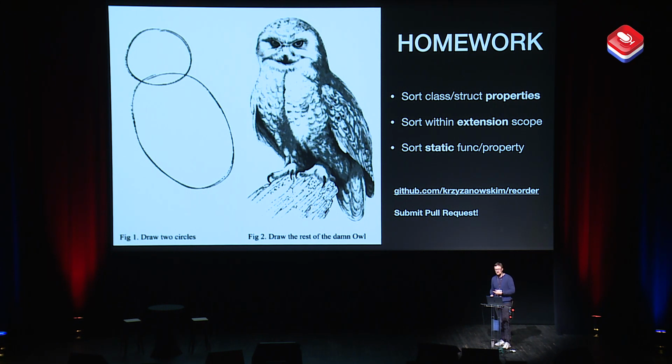The source code is published on GitHub, on my account. You will find it as Krzyzanowski reorder. And if you want to play with that, just grab the source code and try to sort properties as well. See if you can handle an extension in a scope, like an extension of the class. Also, try to sort the static function and property. I think it's a very interesting homework.